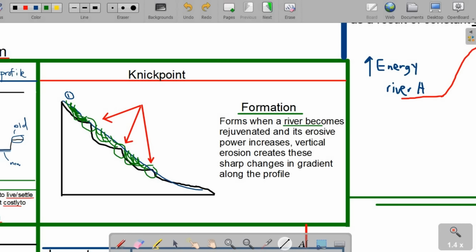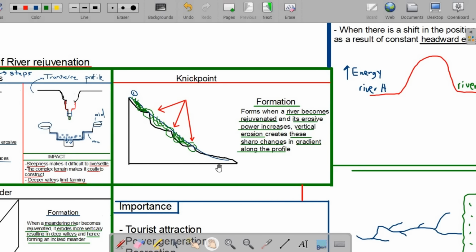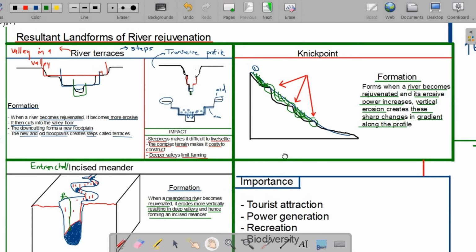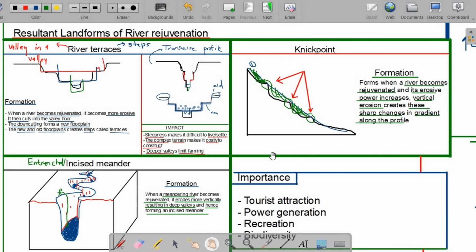So this forms when a river becomes rejuvenated and its erosive power increases. Vertical erosion creates these sharp changes. So if you have that vertical erosion, it will create indeed these sharp changes in the gradient along the profile, which are called your nick points. Right, so that's how that occurs, guys. Nothing much. These are the resultant landforms of river rejuvenation, and their formations as well. And so I hope you do have a better understanding of these now.